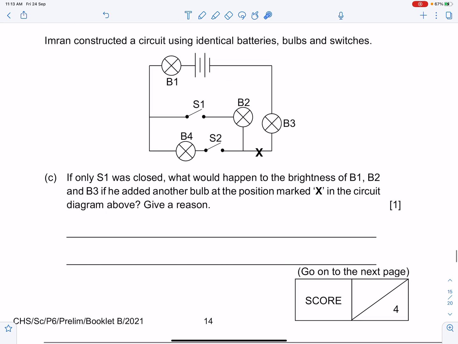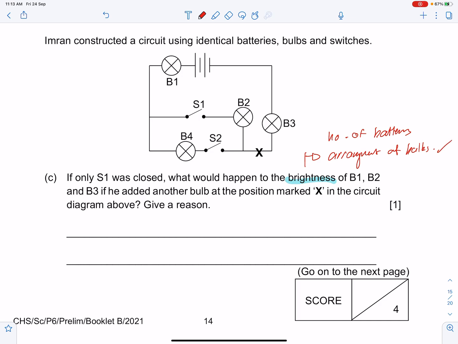Next, if only S1 was closed, what will happen to the brightness of B1, B2, B3? I tell you, every time I see this word brightness, I know it's hinting to me already. The only things that affect brightness are 2 things. One is number of batteries. Two is arrangement of bulbs. No need to say already, they're testing me on this. Did they actually change the number of batteries here? No. So obviously they must be testing me on arrangement of bulbs.